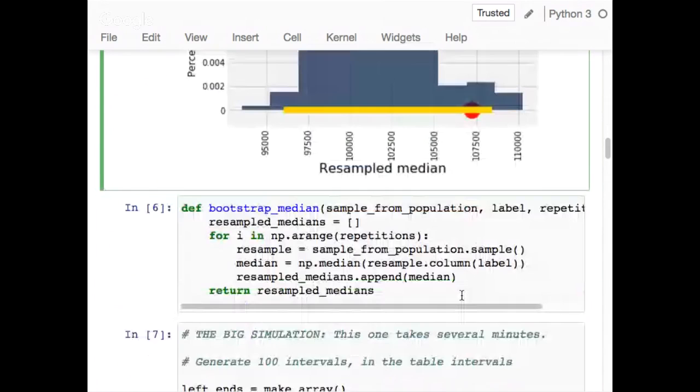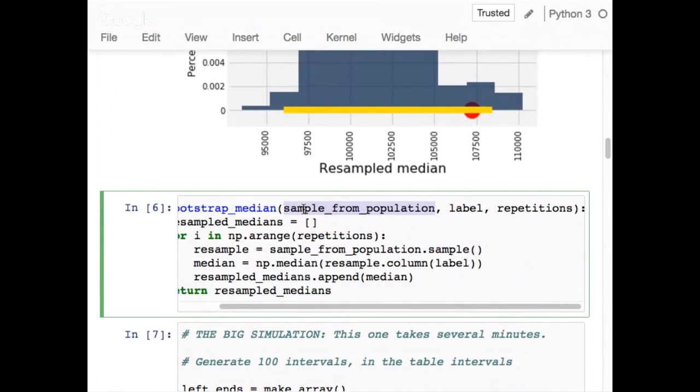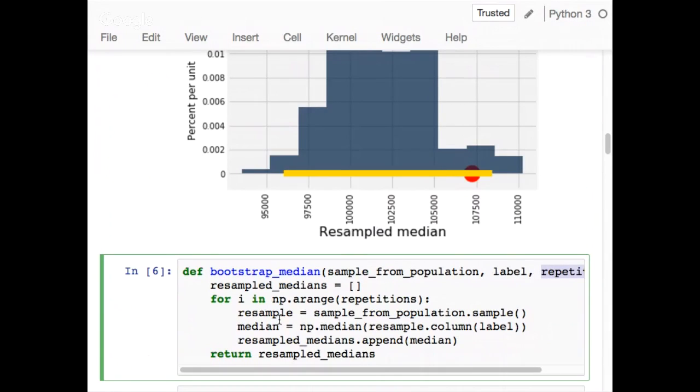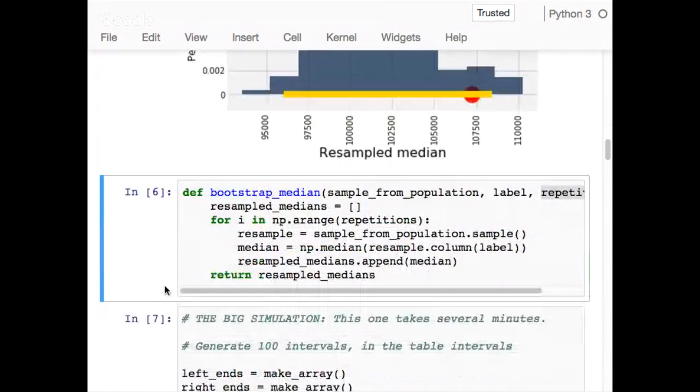So I wrote a method to do that whole thing. This method called bootstrap median says, give me a sample, give me the label of what you want to bootstrap, and how many times you want to repeat the bootstrapping process, and I'll do the whole bootstrap for you. So here's the for loop, here's a resample, all that stuff in one method. I'm just going to be calling that method over and over again. At this point in the class, I'm not going to spend too much time talking about the code, because we're starting to talk about more conceptual stuff.